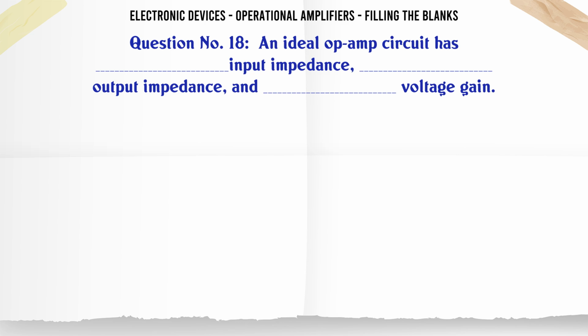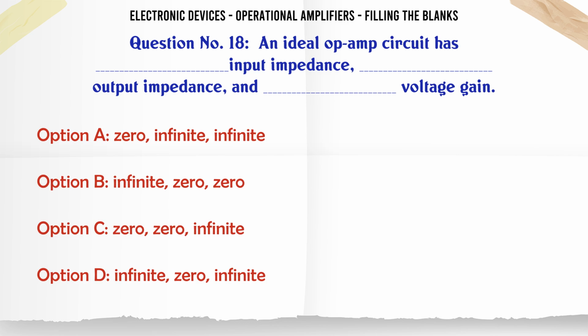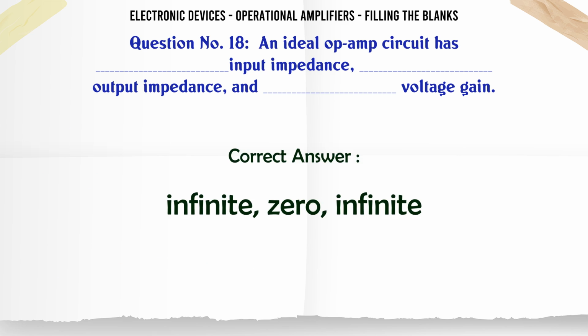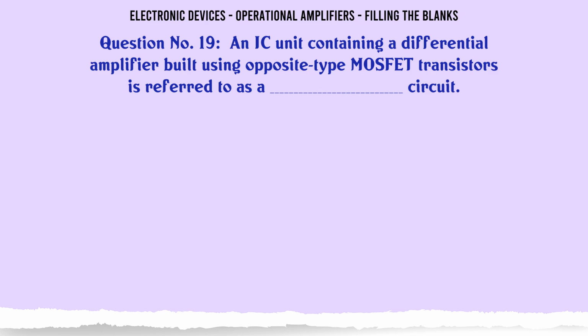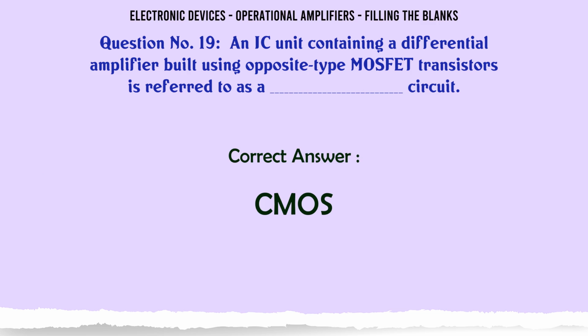An ideal op-amp circuit has ___ input impedance, ___ output impedance, and ___ voltage gain. A: 0, infinite, infinite. B: infinite, 0, 0. C: 0, 0, infinite. D: infinite, 0, infinite. The correct answer is infinite, 0, infinite. An IC unit containing a differential amplifier built using opposite-type MOSFET transistors is referred to as a ___ circuit. A: MOS, B: BiFET, C: BiMOS, D: none of the above. The correct answer is MOS.